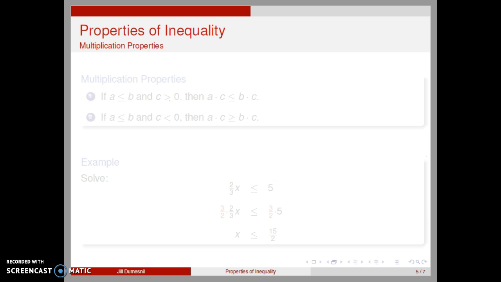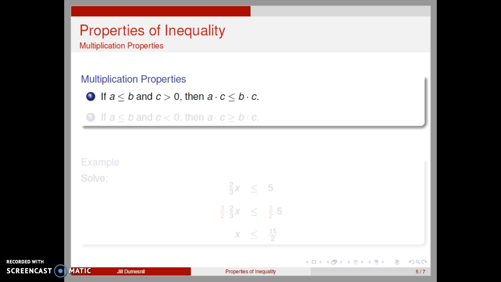The multiplication properties for inequalities depend on whether the multiplier is positive or negative. First, if A is less than or equal to B and C is positive, then AC is less than or equal to BC. When we multiply both sides of an inequality by a positive quantity, the inequality remains unchanged.